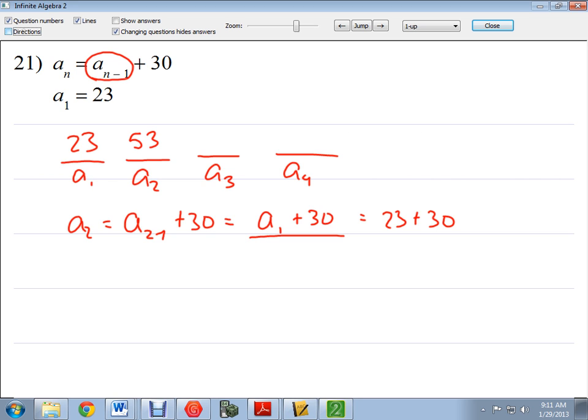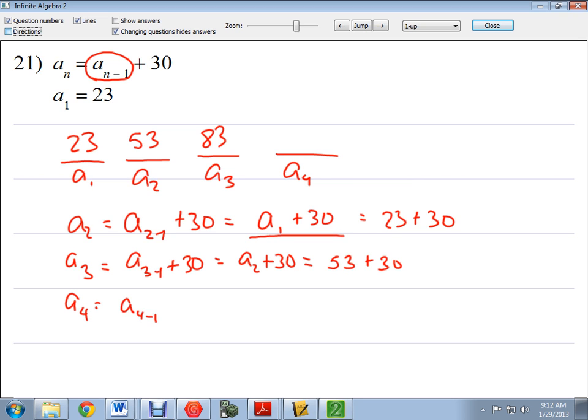Now we have a2, so now we can go ahead and try to find a3. a3 is equal to a sub 3 minus 1 plus 30, which is equal to a sub 2 plus 30, which is equal to the 53 plus the 30 that we had there. And that will give me 83 for the next term. And we can do the same thing. a sub 4 is equal to a sub 4 minus 1 plus 30, which is equal to a sub 3 plus 30, which is 83 plus 30. Now 83 plus 30 is 113. And these are the first 4 terms of the sequence.